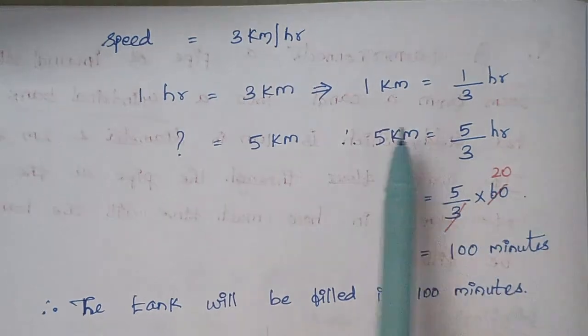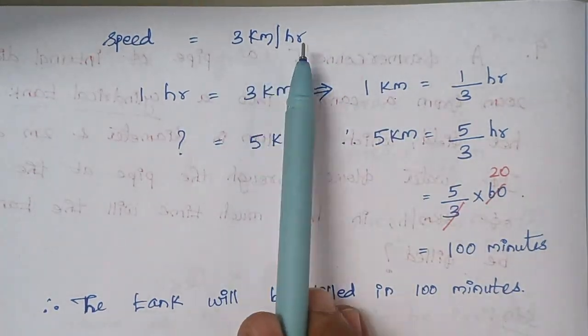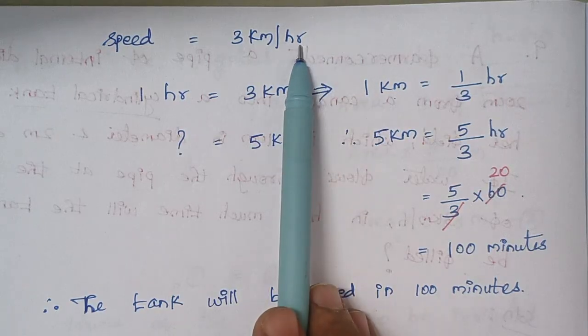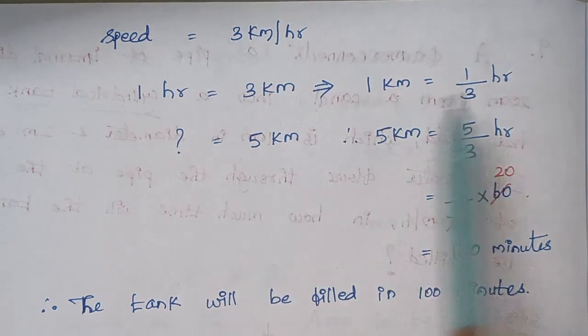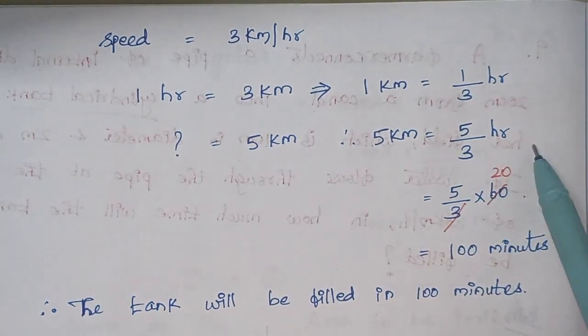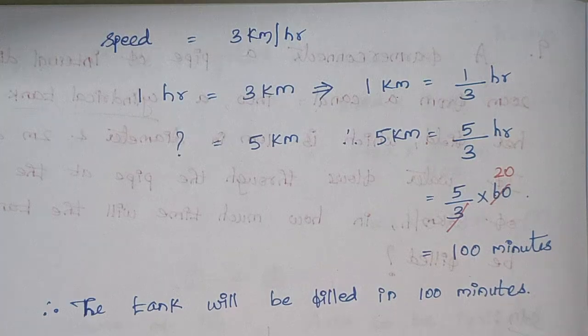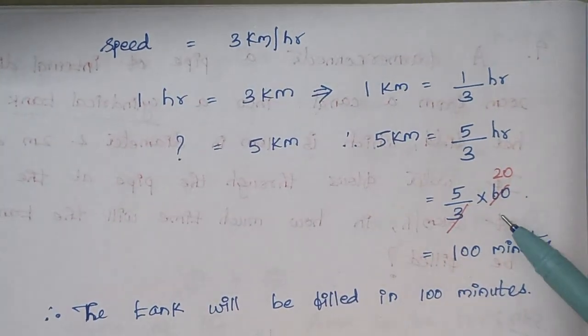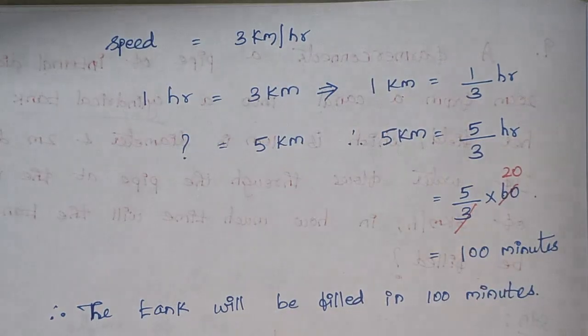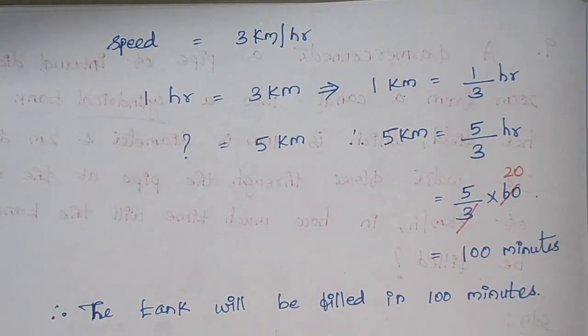Here it is clearly given 3 kilometer per hour. That is, for 1 hour it is 3 kilometer. Then what about for 5 kilometer? So here comes the answer, 5 by 3 hour. Again, in order to convert this to minutes, I am replacing this hour by 60 minutes. So once it is done, here the answer is 100 minutes.